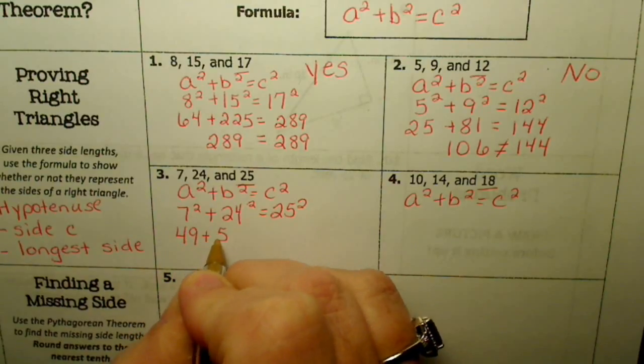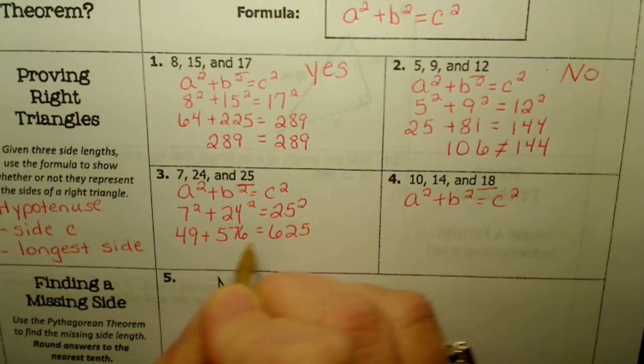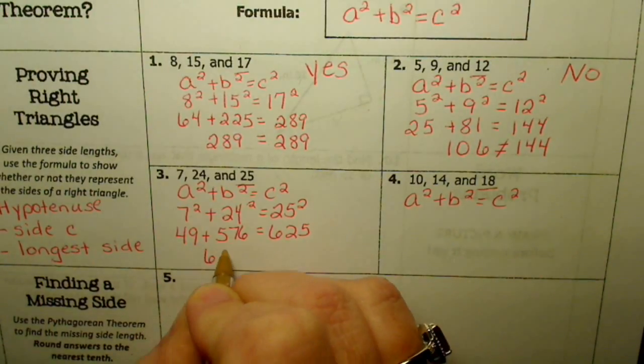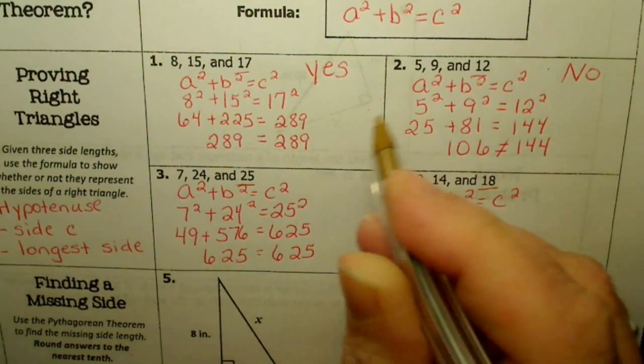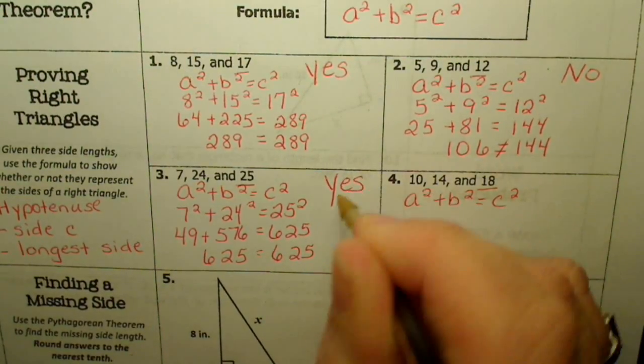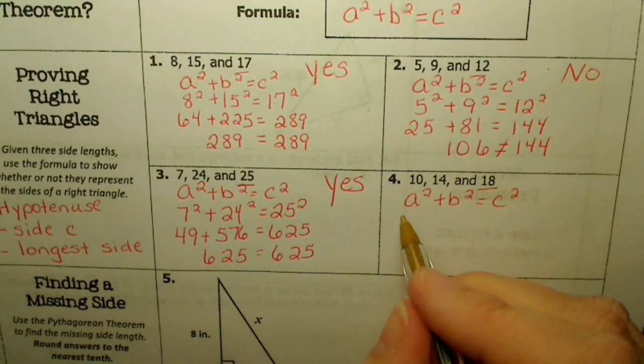You then want to square your numbers. Add these two. And yes, 625 is equal to 625. So yes, these could be the 3 sides of a right triangle.